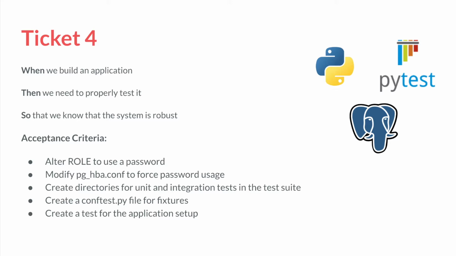Then we're going to modify the HBA file to force password usage. Then we'll create directories for unit and integration tests in the test suite. We'll add a conftest.py file for the fixtures. And then we will write some tests for our application setup, which we created in the last episode.